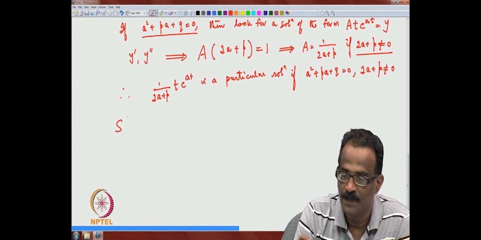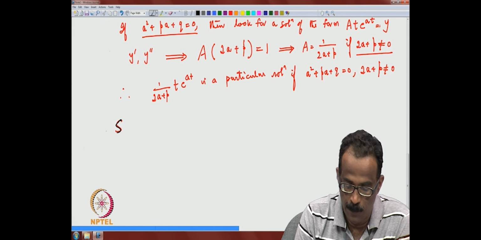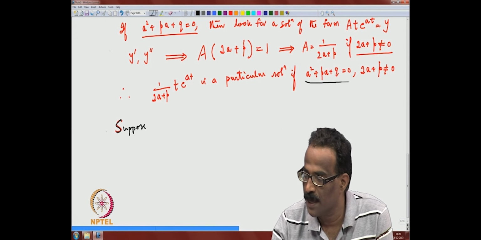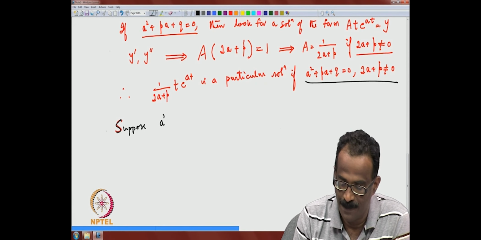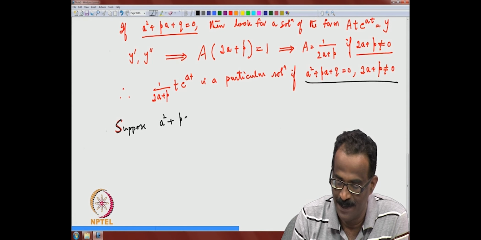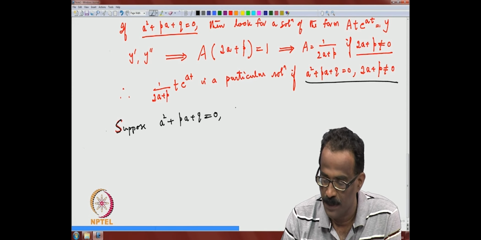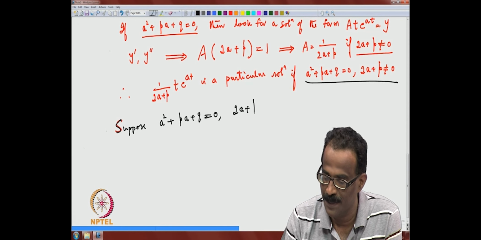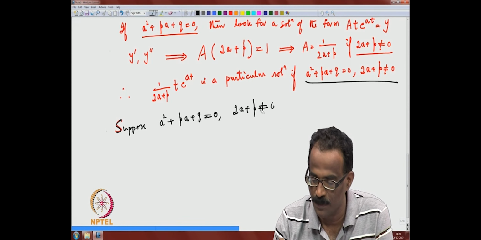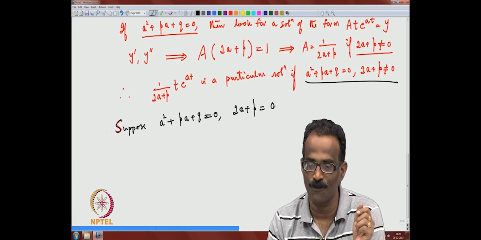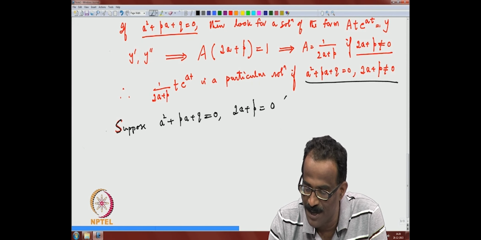Suppose these two happen, that is a square plus p a plus q is equal to 0, and 2a plus p is also equal to 0. So, what will happen? What is this situation first of all?